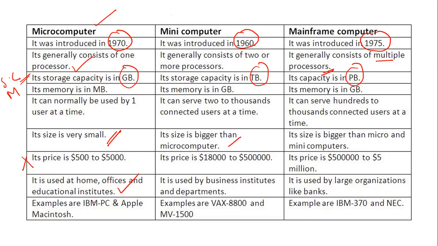Examples they have given: for micro, IBM, Apple. For mini computers, VAX 8800 to MV 1500. And for mainframe computers, IBM 370 and NEC. These are the examples on the basis of size.